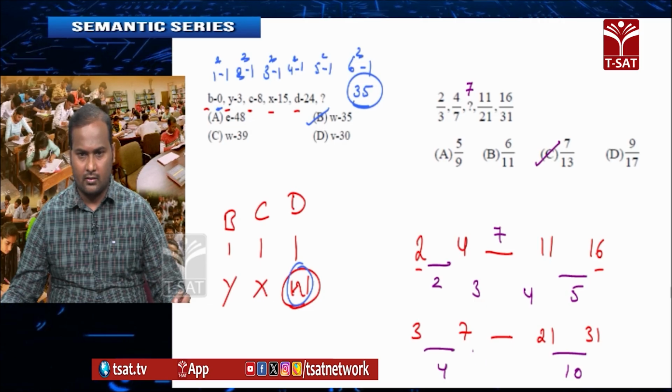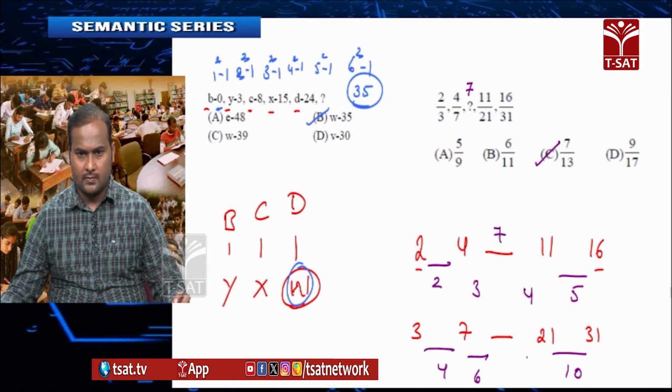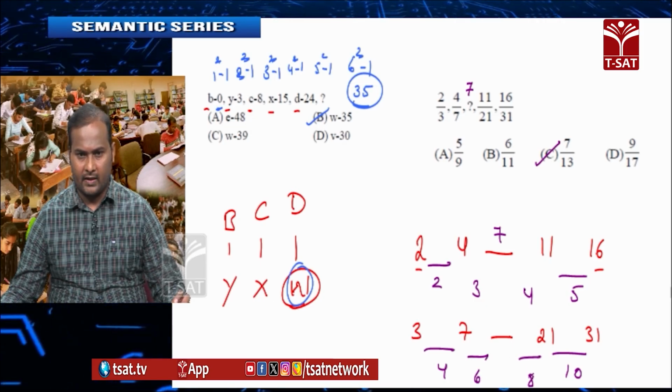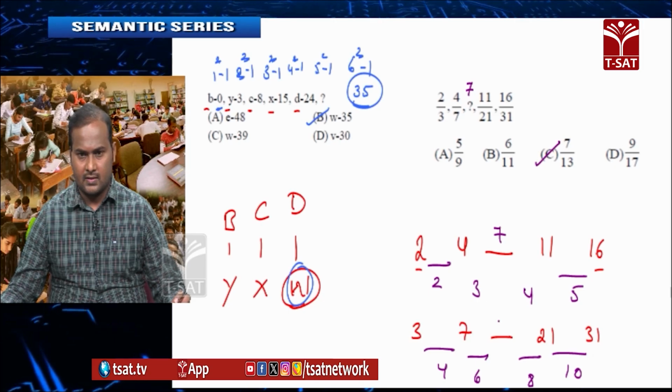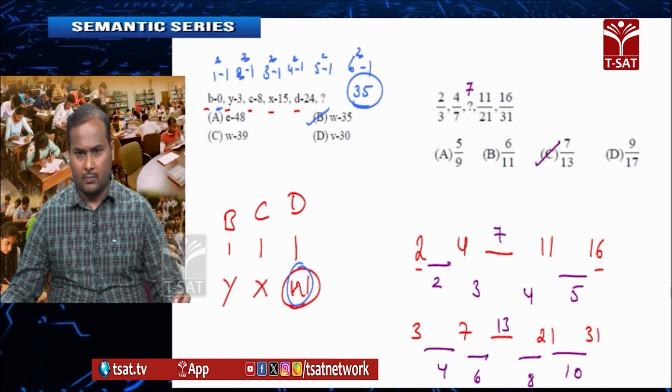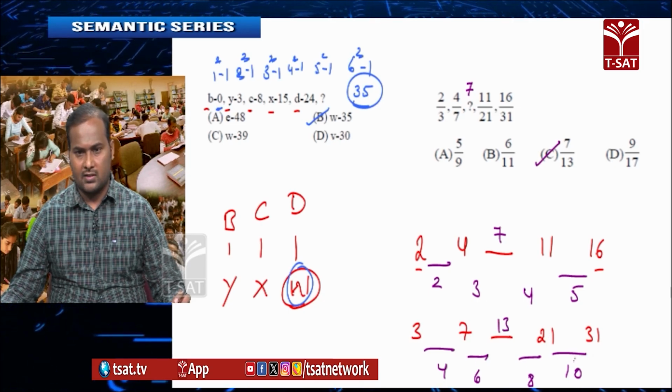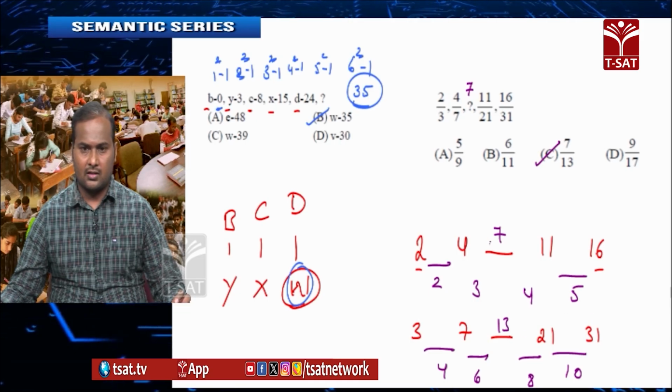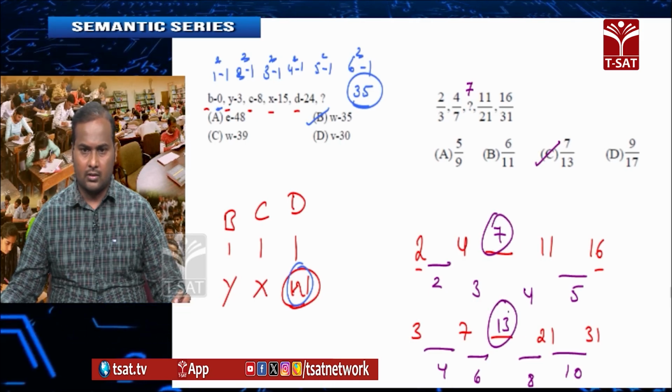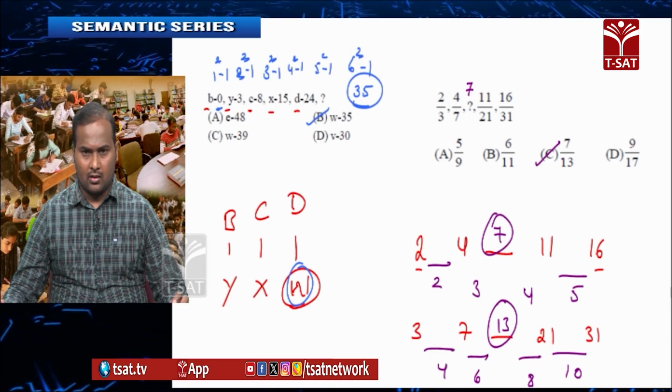So obviously the difference here will be 6, and here the difference will be 8. So 7 plus 6 is 13. 13 plus 8 is 21. 21 plus 10 is 31. So your answer is 7 by 13. So 7 by 13 is the answer.